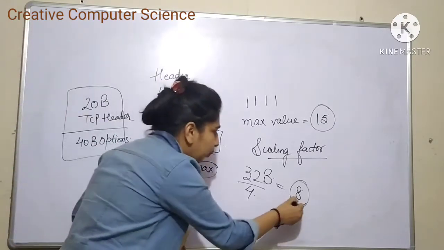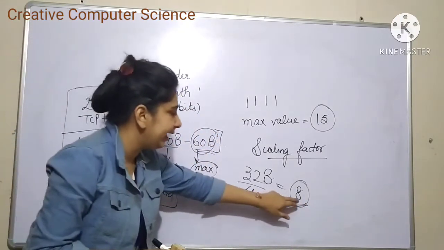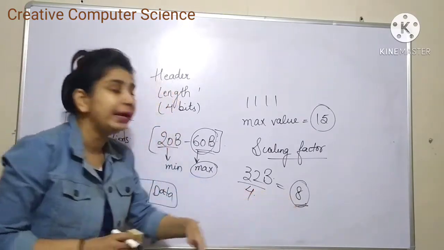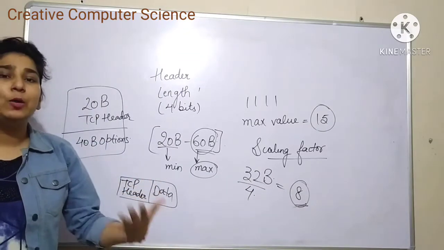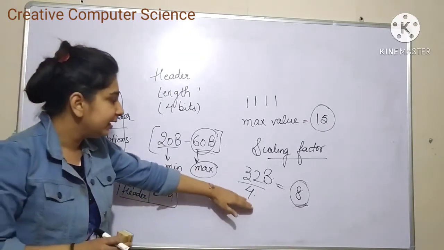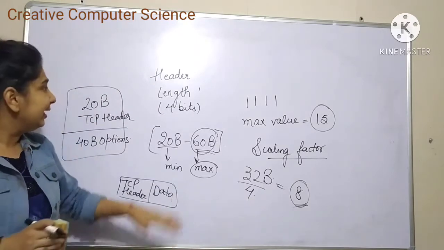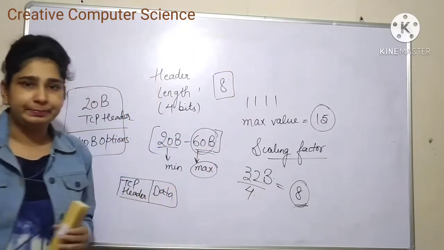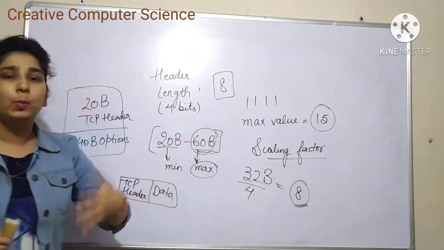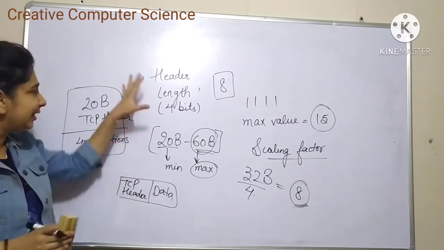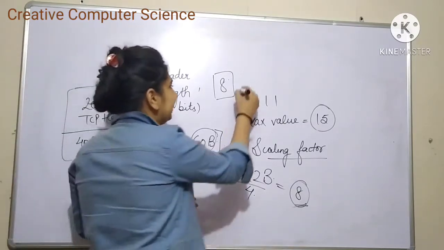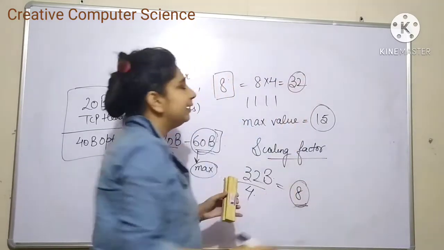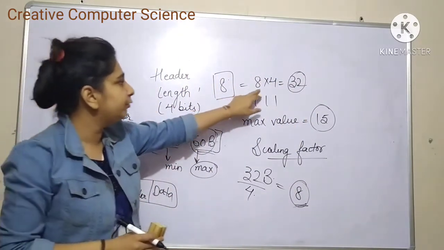So we are storing the value 8 in the header length field. We are saving the value 8, but the original length of the header is 32. In the header length field, we are saving actually 8. But how are we going to get the original length of the header? By multiplying it by 4. We will get the original length of the header by multiplying it by 4.